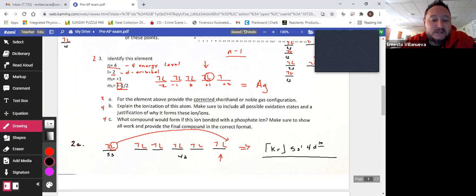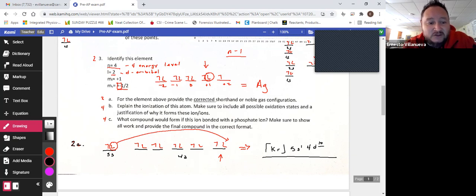This is the exception that I explained to you guys in the video that you were supposed to study. But again, that was optional. If you gave me the configuration that we see here, you got about half credit. So of the full 4 points, you would have been awarded 2 points, provided, of course, that you had the correct element to begin with. Make sure to include all possible oxidation states and justify as to why it forms these ions.